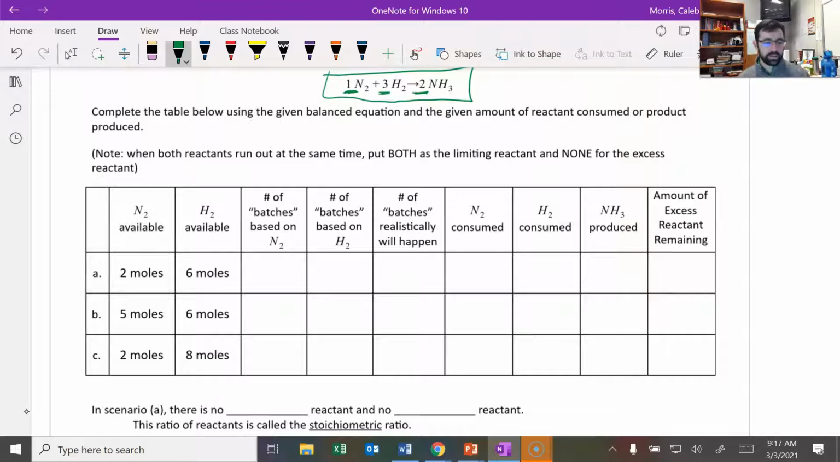So we're going to complete the table below using the balanced equation and give the amount of reactant used, or in other words consumed, or the amount of product that's produced. And note that if both reactants run out at the same time, we're going to put both as the limiting reactant and none for the excess reactant. That's because there won't be any left over.